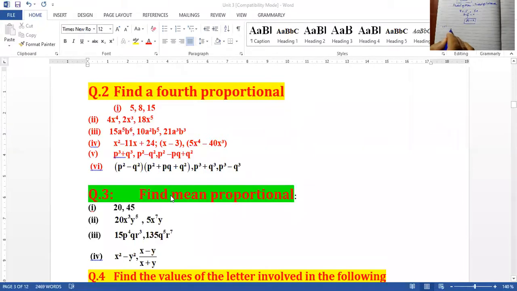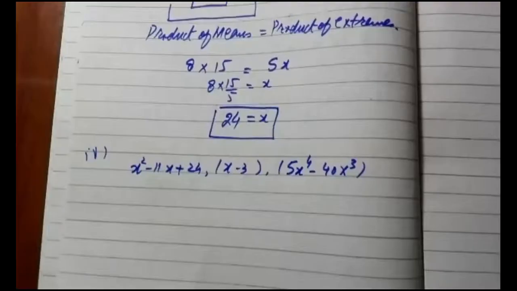That is x square minus 11x plus 24, x minus 3, and 5x raised to power 4 minus 40x raised to power 3. We are asked to evaluate it, or to simplify its value.